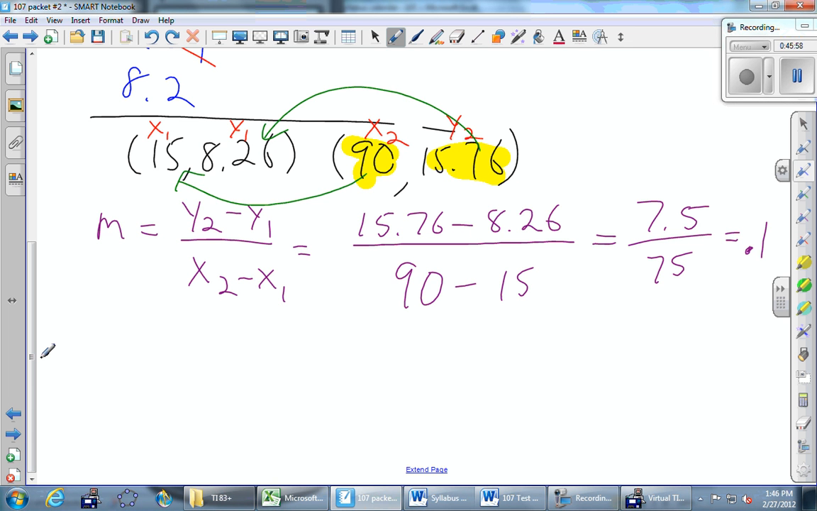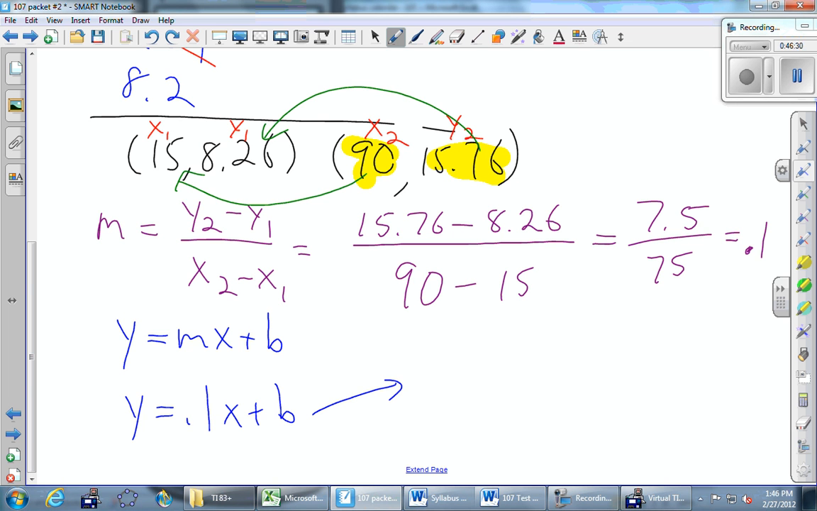And now that we know the slope, we can go back to our y equals mx plus b. What number is 0.1? Is the m. So we get y is equal to 0.1x plus b. And now all we need to do is plug in an x and a y into that equation. Which point should we pick? Doesn't matter. You'll get the same b regardless of which point you pick. I'll pick the first one, but it makes no difference.